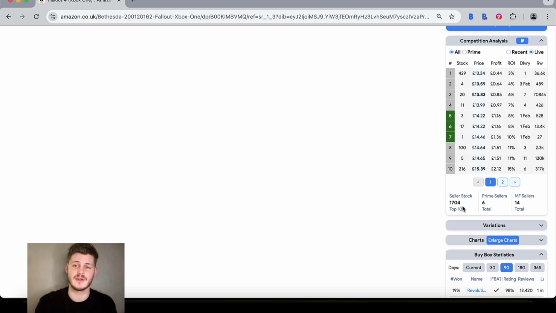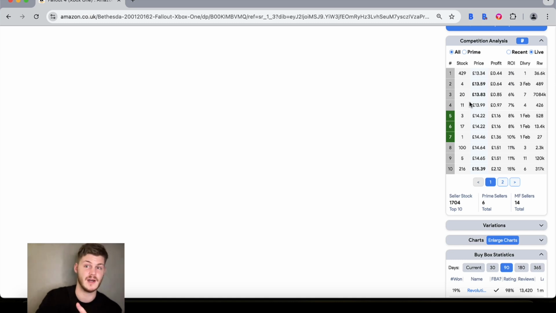At the bottom, you've got the total amount of stock that these top 10 sellers are basically selling. So all of this added up: total amount of Prime sellers, total amount of merchant fulfilled sellers on the listing. So you've got a nice little summary there. And this is really useful as a safe help and to have that insight into other sellers and what they're doing on the listing.